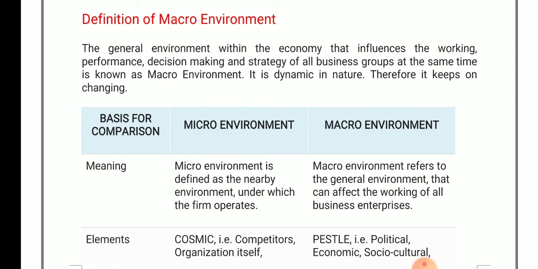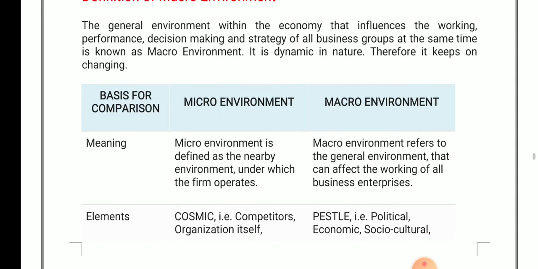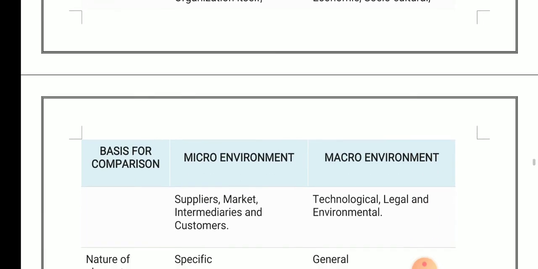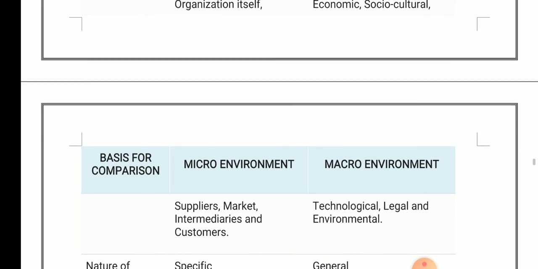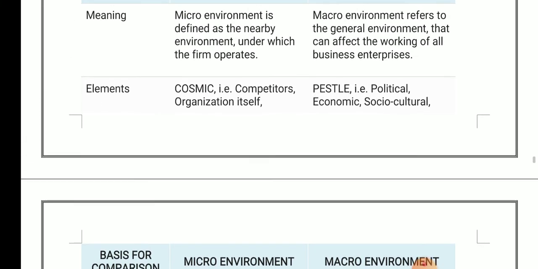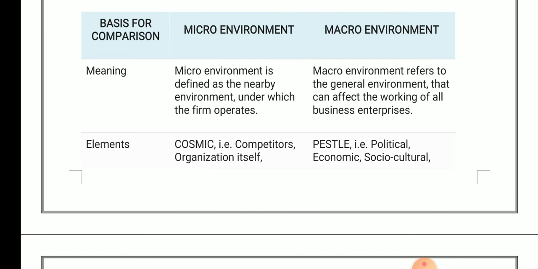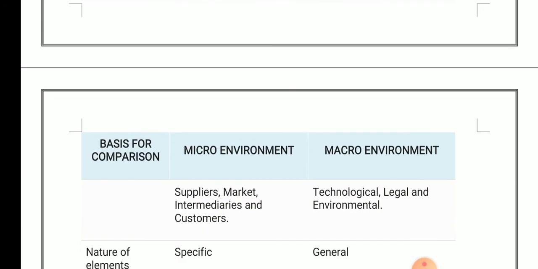Now what are the various elements of a micro environment? Dear students, the elements of the micro environment are known as CosMIC, that is competitor, organization, supplier, market intermediaries and customer. And the elements of the macro environment are PESTLE, that is political, economic, socio-cultural, technological, legal and environmental.